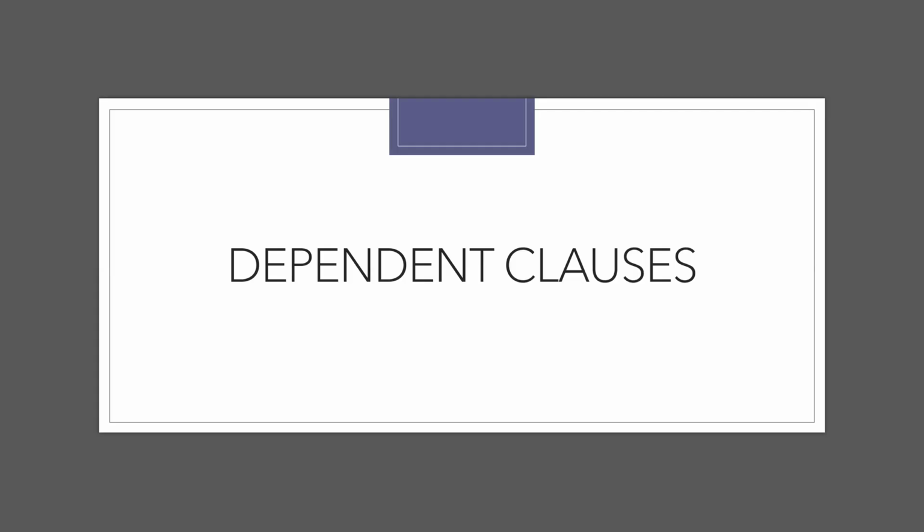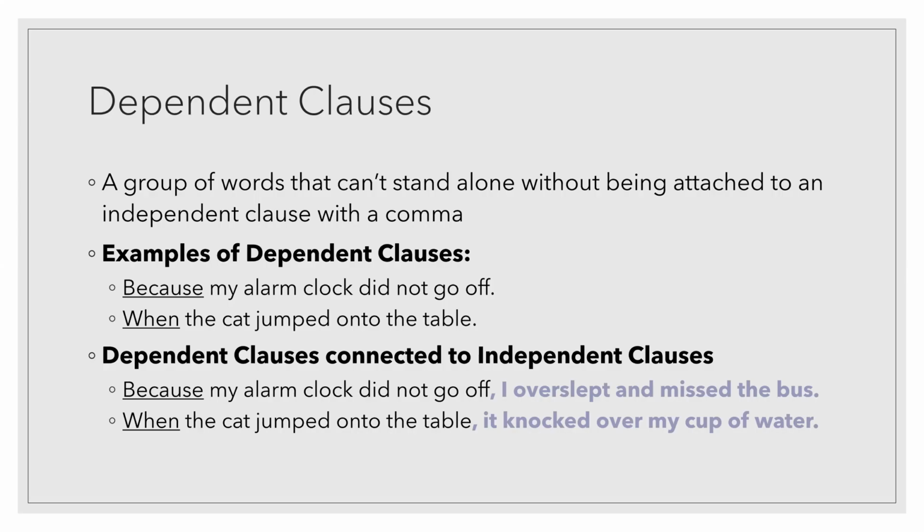Now let's talk about using dependent clauses. Dependent clauses are a group of words that can't stand alone without being attached to an independent clause with a comma. In other words, they're a group of words that don't form a complete sentence all by themselves. They kind of lead into a complete sentence. So here are some examples of dependent clauses. Because my alarm clock did not go off.